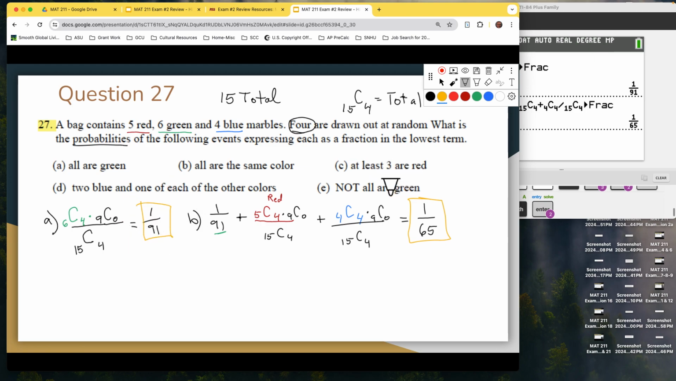At least 3 are red. Now this one we're going to think through a little bit. That means that at least 3 are red. Well, I was working with this one with someone in class. So that means that either 3 are red or 4 are red. Again, they both won't happen at the same time, so this is going to be an addition.